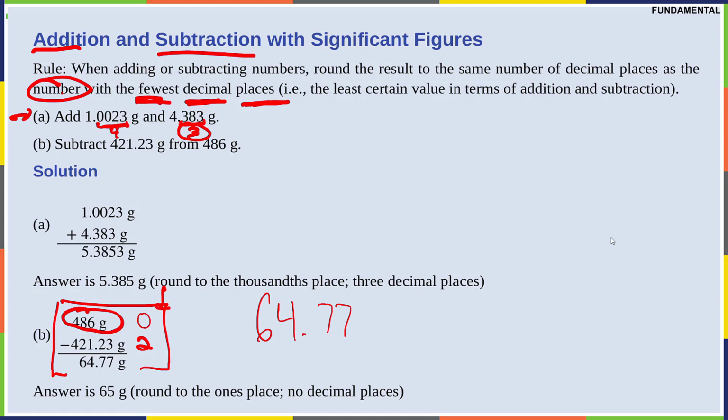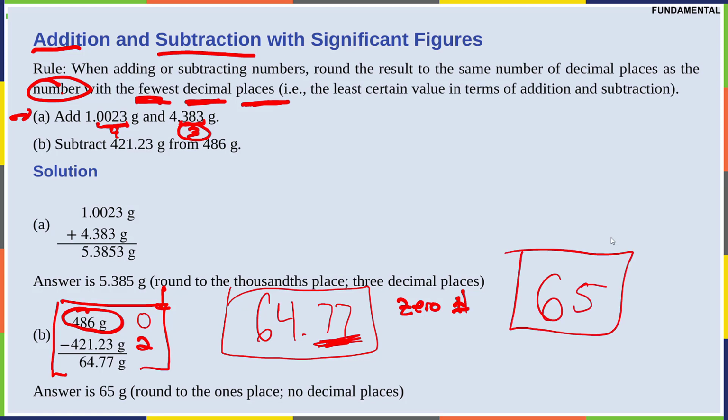So that means in your final answer, whatever number your calculator gives you, you're going to have to shave it off to where there are 0 numbers to the right of the decimal. So, it can't be 64 point something. It's going to either have to be 64 or 65. You can't have any numbers to the right of the decimal. So, 7 is 5 or greater, and so this is going to round to 65. And that will be the correct answer.